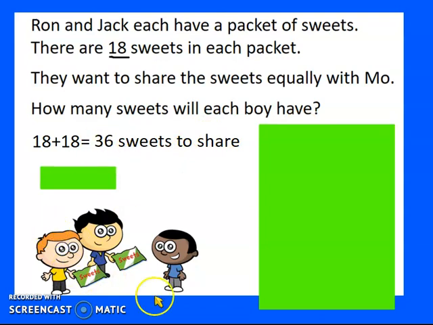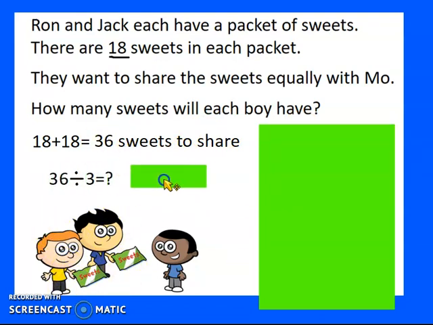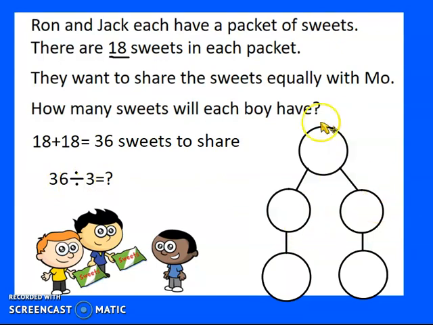To share between how many boys? Between 3 boys. So we're working out 36 divided by 3. Using our part-whole partitioning method, you have a go at working out what 36 divided by 3 equals. Pause the video to give yourself some time.